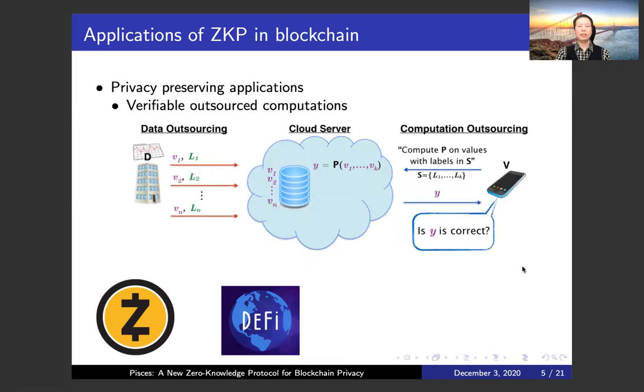The next application is verifiable outsourced computation. Think about the scenario: our cell phone has limited computing power. The server in general has powerful computation ability, so we can delegate the computation to a powerful server. When the server finishes the computation, it just sends the result to us. We need to check whether the result is correct or not. So we can use zero-knowledge proof to solve this.